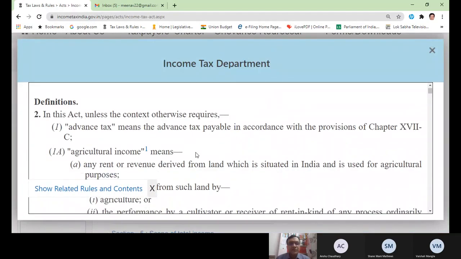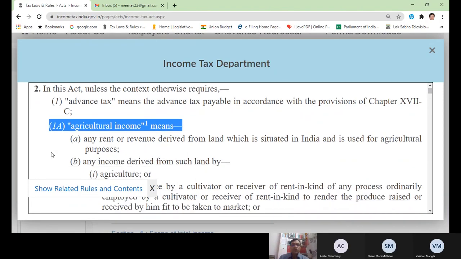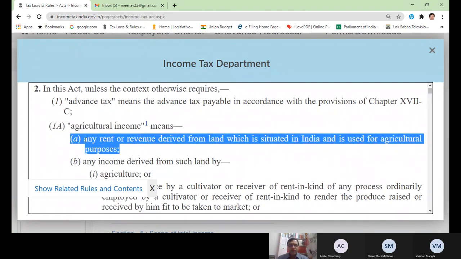You can see the definition, Section 2, clause 1A. Agricultural income means... So what is this agricultural income? You have to read this definition. Section 2, clause 1A, subclause A: any rent or revenue derived from land which is situated in India and is used for agricultural purpose.